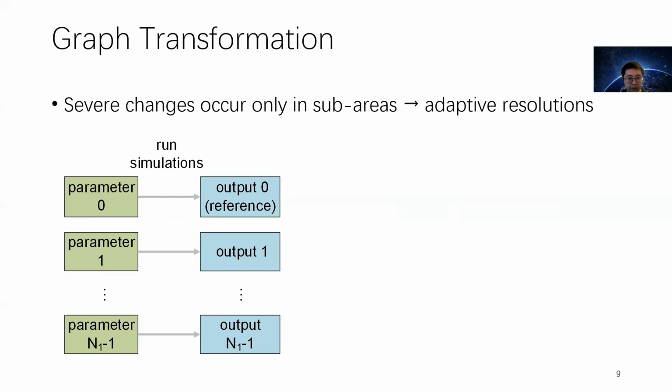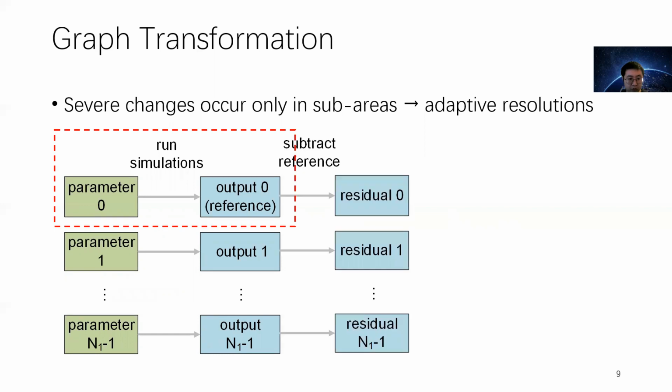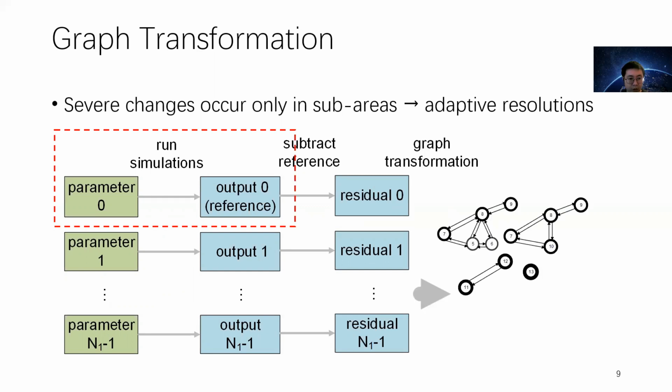As shown in the figure, we first run N1 simulations, and we select the majority of the simulation outputs as the reference. And we compare the simulation outputs with the reference for the residual field to model region sensitivities to the input parameters. We use these residual fields to perform graph transformation, whose detail is shown next. And we use adaptive resolutions to represent these residuals instead of full resolution.